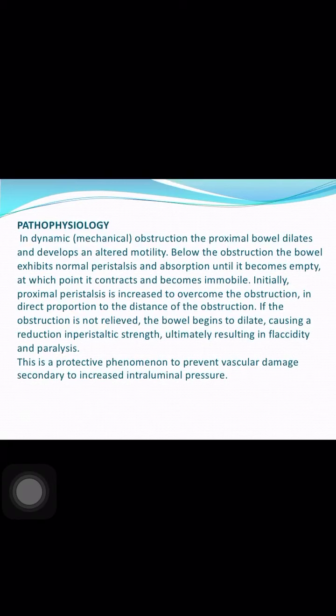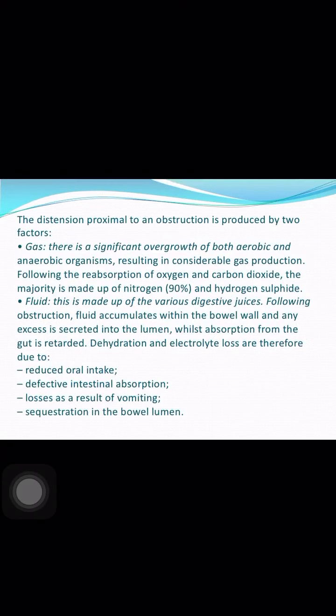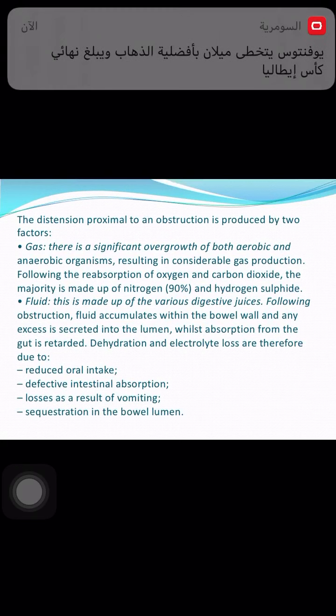This is a protective phenomenon to prevent vascular damage secondary to increased intraluminal pressure. The distension proximal to the obstruction is of two types, either gas or fluid. الغاز منين؟ الغاز يصير من ال overgrowth of the aerobic and anaerobic flora that convert or تتحول إلى pathological flora. Okay? Fluid, this is made up of various digestive juices following obstruction. Fluid accumulates within the bowel wall and any excess is secreted into the lumen, while the absorption from the gut is retarded.